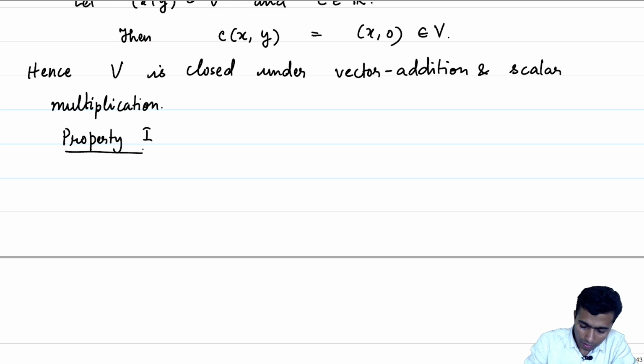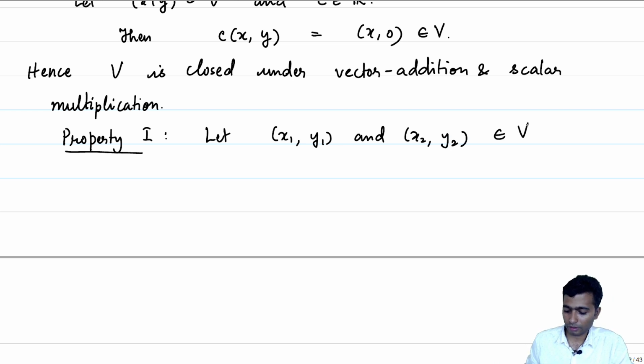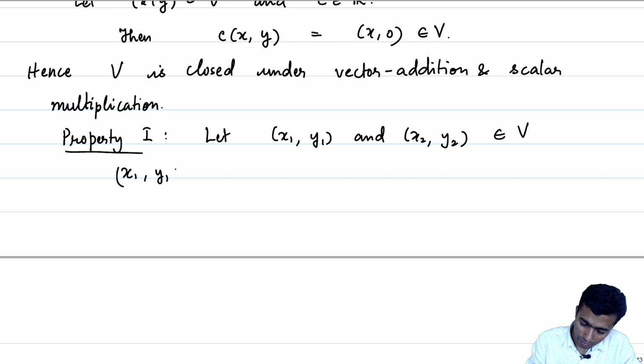Property 1 dealt with whether this vector addition is commutative. So, let us take two elements in V, x1, y1 and x2, y2 in capital V. What do we need to do? We need to check that if V1 and V2 are two vectors in capital V, V1 plus V2 should be the same as V2 plus V1. So, let us see what is x1, y1 plus x2, y2.